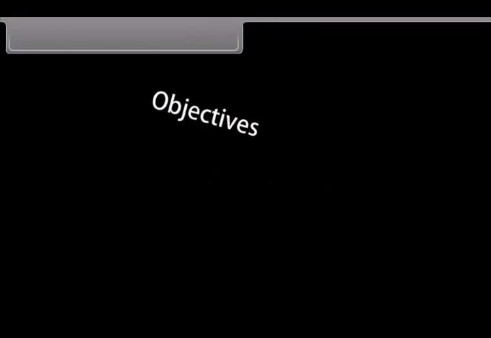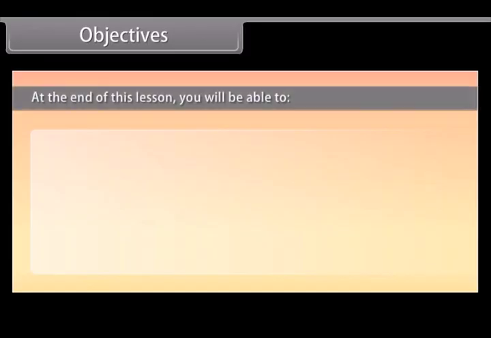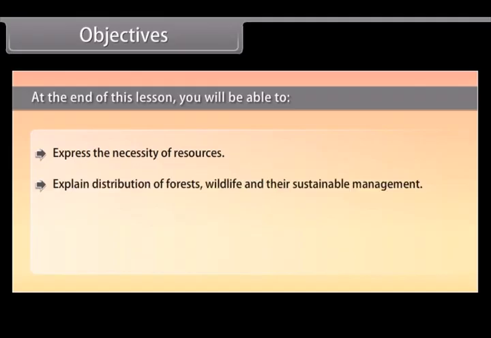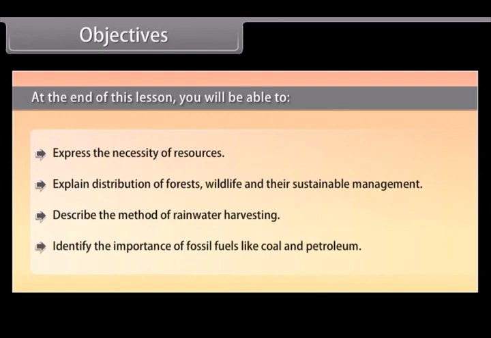Objectives. At the end of this lesson, you'll be able to express the necessity of resources, explain the distribution of forests, wildlife, and their sustainable management, describe the method of rainwater harvesting, identify the importance of fossil fuels like coal and petroleum.